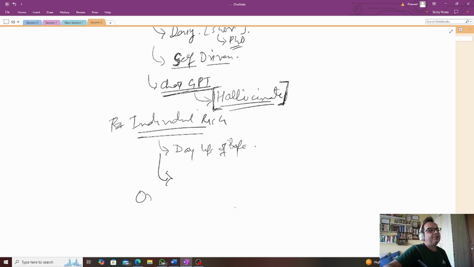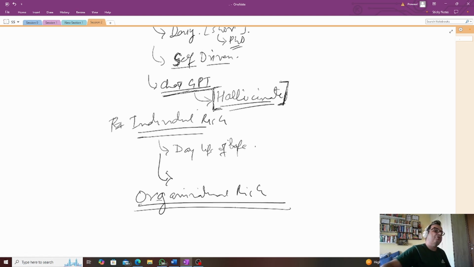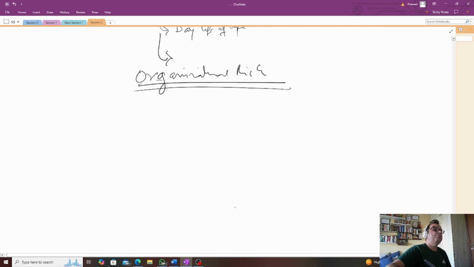Second is the organizational risk. Now, in case of an organizational risk, we spoke about Amazon, we spoke about Apple, we spoke about Goldman Sachs. There is a risk of reputation. Okay, so if they come up with something which is not regulatory correct, and if they are fined, then it can harm their reputation.